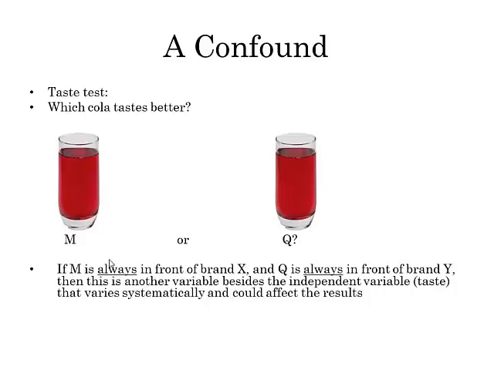So that's an example of a confound, a variable that systematically varies with the independent variable, and clearly in this case it can make it more difficult to state your results with confidence that your cola tastes better than the competitor's in this case.